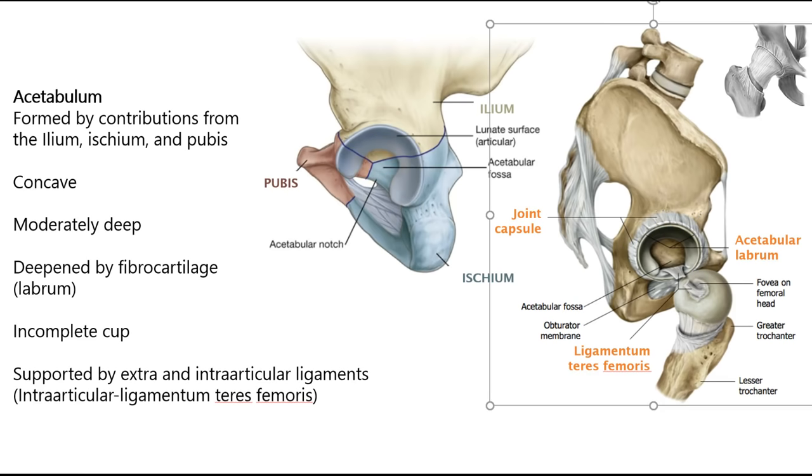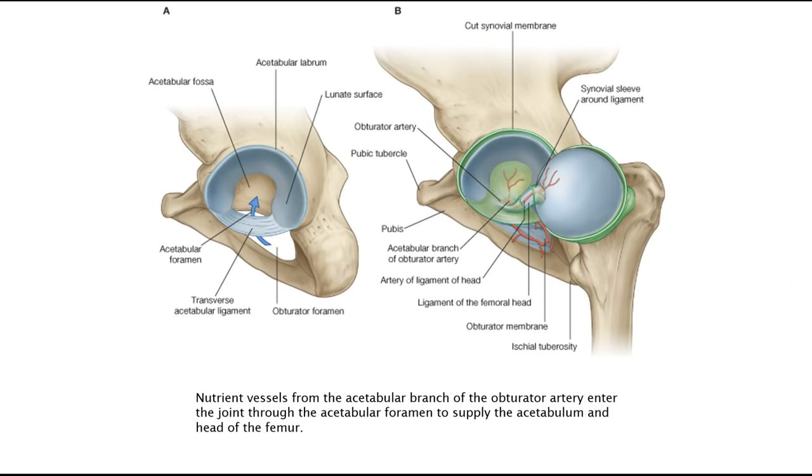This is a relatively weak ligament that extends from the acetabulum over to the head of the femur. Running within this ligament is a small artery known as the foveal artery, or the artery to the head of the femur, that contributes to the blood supply of the femoral head in the immediate vicinity of the fovea.